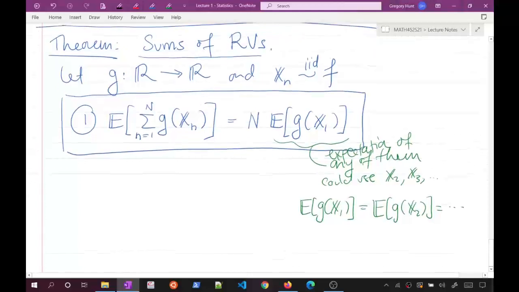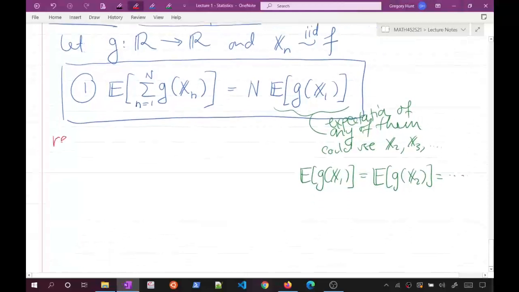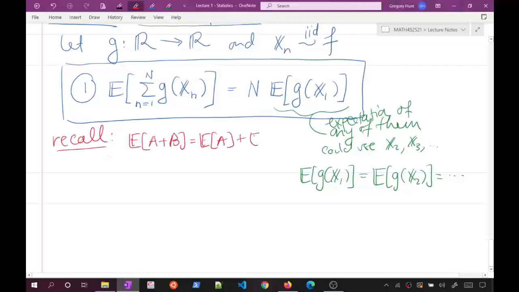This is not too hard to prove. This should be provable with 451 level knowledge. What we need to do is recall that expectation is linear. So the expected value of a plus b is the expected value of a plus the expected value of b. And if we do that, we can do this in one line. Expected value of the sum is, well, using this linearity property repeatedly, I can pull that sum out.